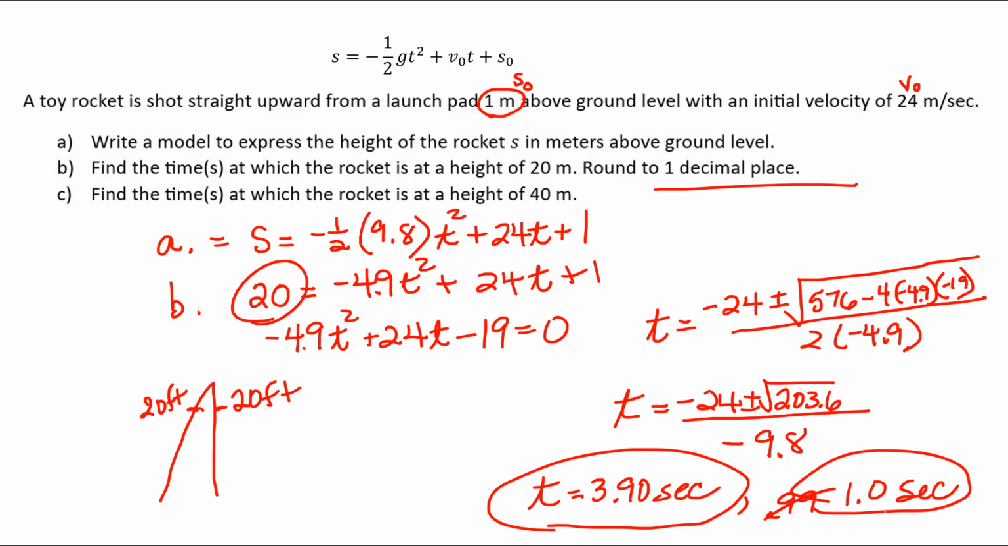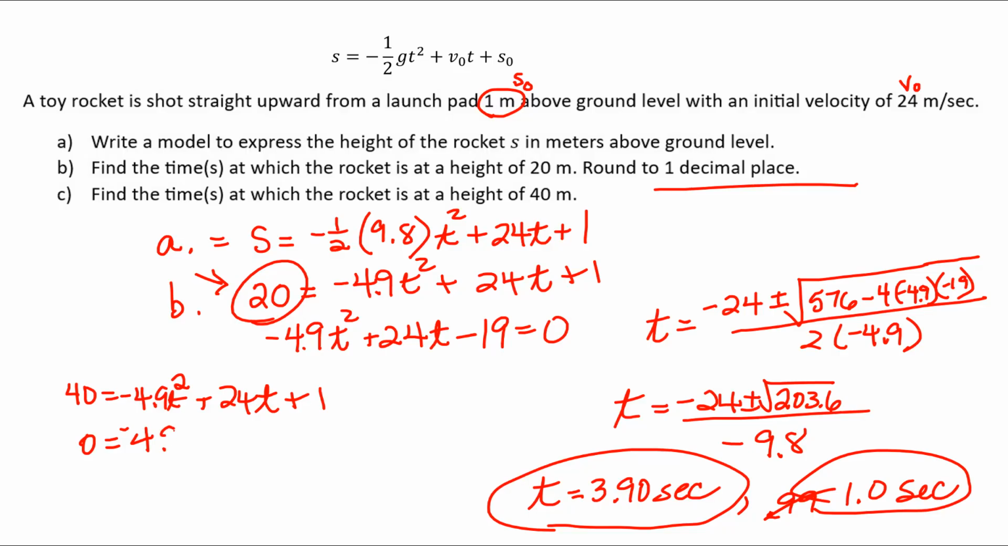All right, find the time at which the rocket is at a height of 40 meters. We would do the exact same thing, except now instead of a 20 right here, we would have a 40. So I'm going to have to erase this little beautiful drawing I did right there. So I'm going to put a 40. 40 equals negative 4.9 t squared plus 24t plus 1. And then I'll subtract 40 on both sides. So I'll have 0 is equal to negative 4.9t squared plus 24t minus 39.